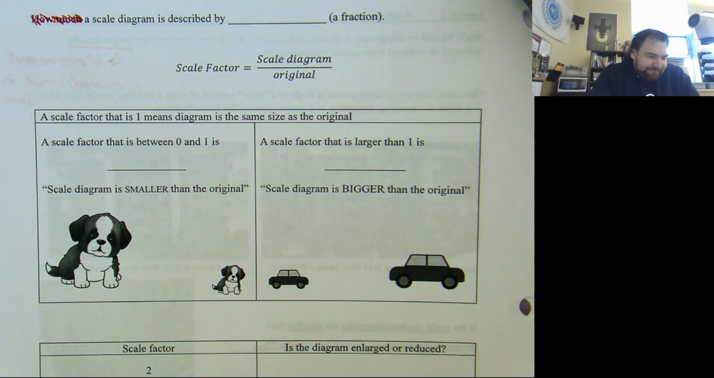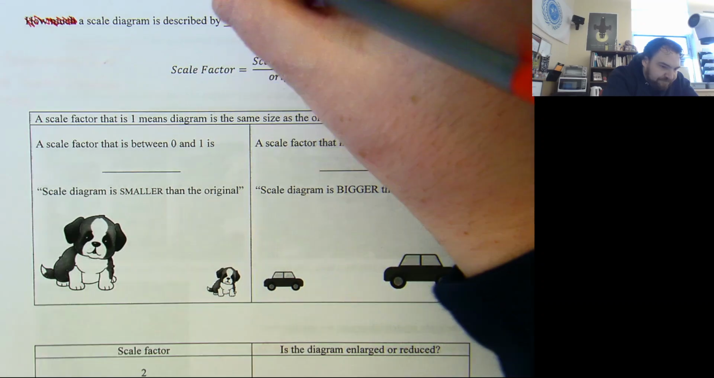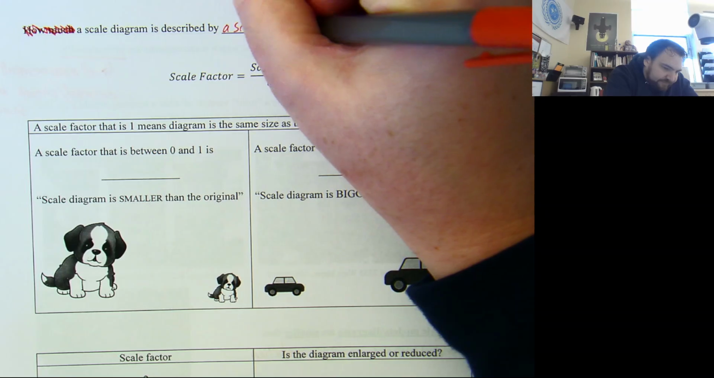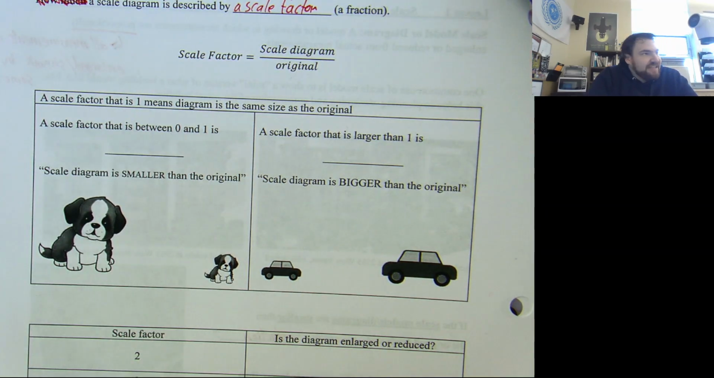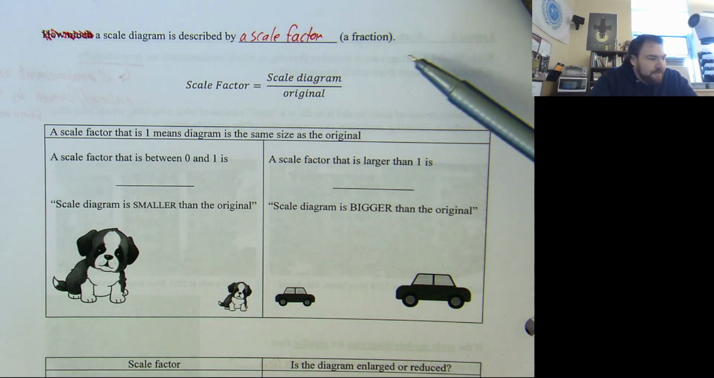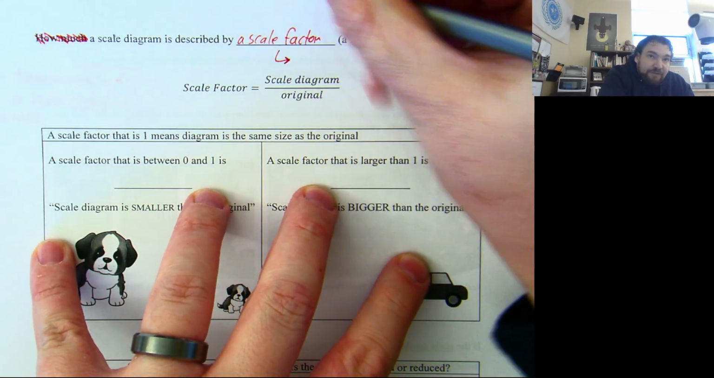Now, how much shouldn't be there? I smashed two sentences together and they're both wrong. So get rid of that first part. A scale model is described by a scale factor. This scale factor can be given as a fraction, can also be given as a ratio, which we'll look at later. And the scale factor is the multiplier I referred to earlier.